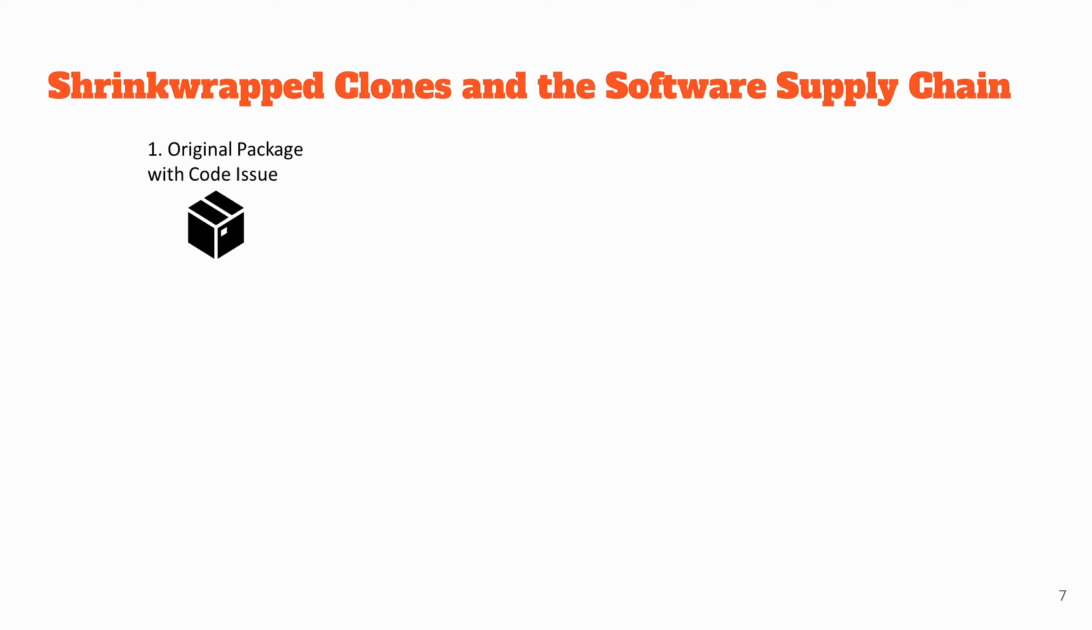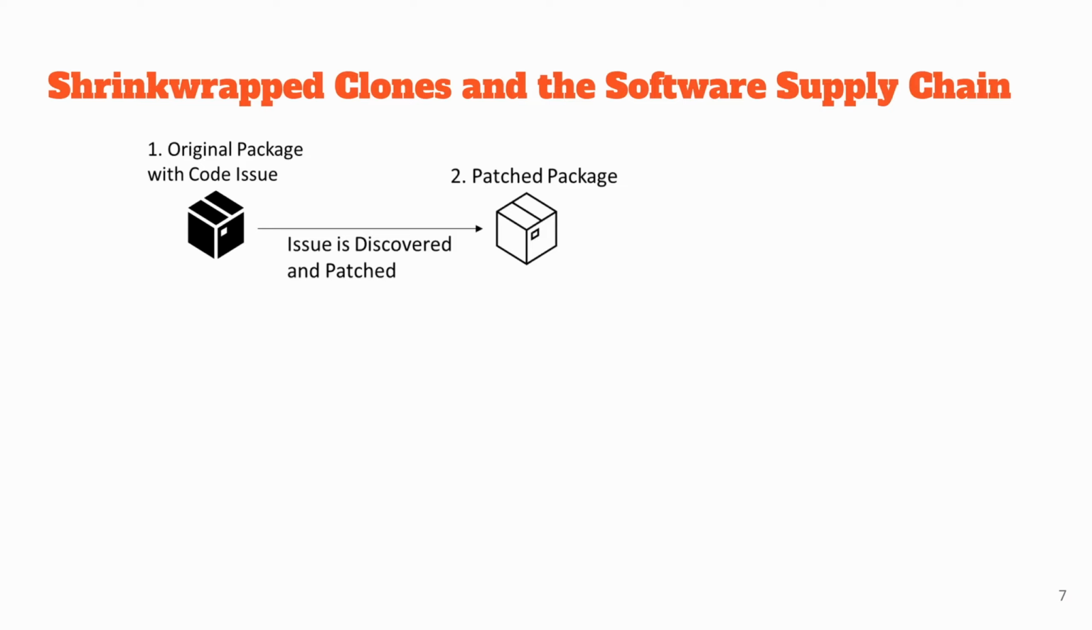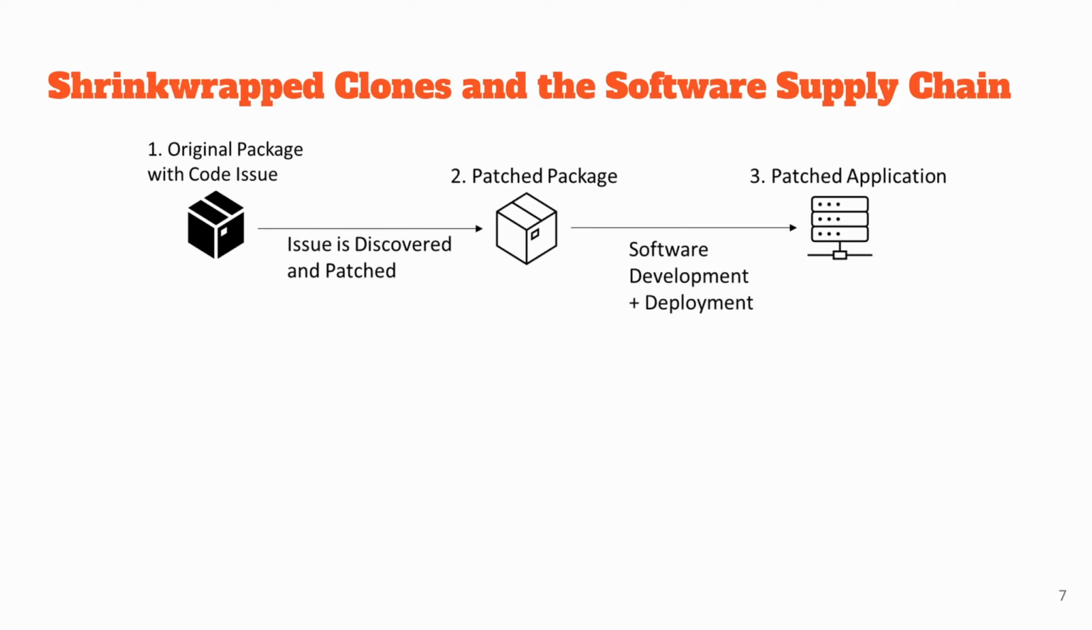Now, I want to show a motivating example illustrating how shrink-wrapped clones impact the security and usability of the software supply chain that spans the process of software development to deployment. So suppose that a repository hosts an original package, but this package has a code issue. Over time, the issue is discovered and the package is patched. Now, when a developer installs and uses the package, they're directed to use the patched version of the package. And this means that the final application they deploy is also patched. And this is the desired outcome.